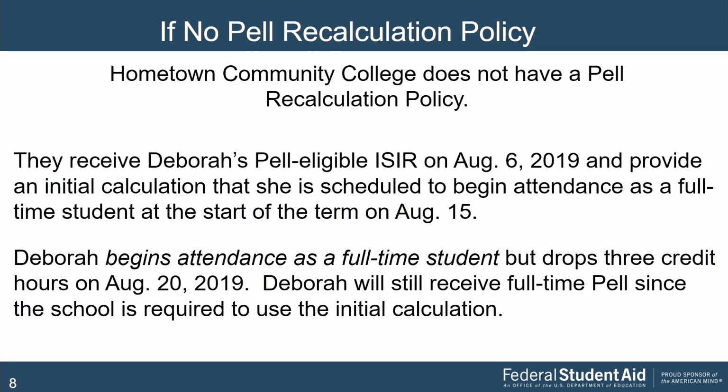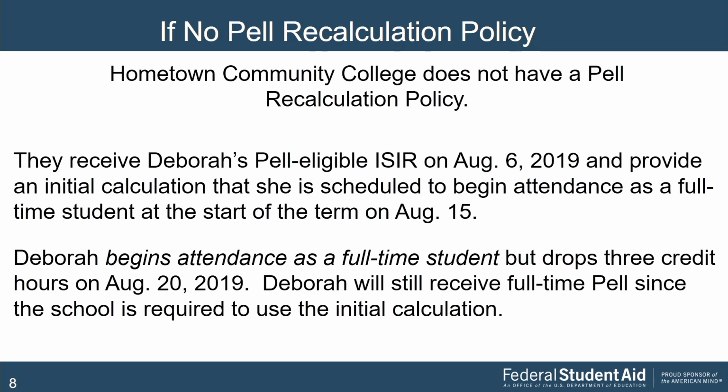So we'll give you a little example here of what happens if there isn't a Pell recalculation policy. We're going to use Hometown Community College. You will be sick of Hometown Community College by the end of this session because you're going to hear about them a lot. So we have Deborah. Her Pell eligible ISIR comes into Hometown on August 6th. They provide an initial calculation. She's scheduled to begin attendance as a full-time student at the start of the term on August 15th. She begins as a full-time student, but then she drops to 3 credit hours on August 20th. She's still going to receive full-time Pell because, since the school has no Pell recalculation policy, you're going to use the initial calculation.